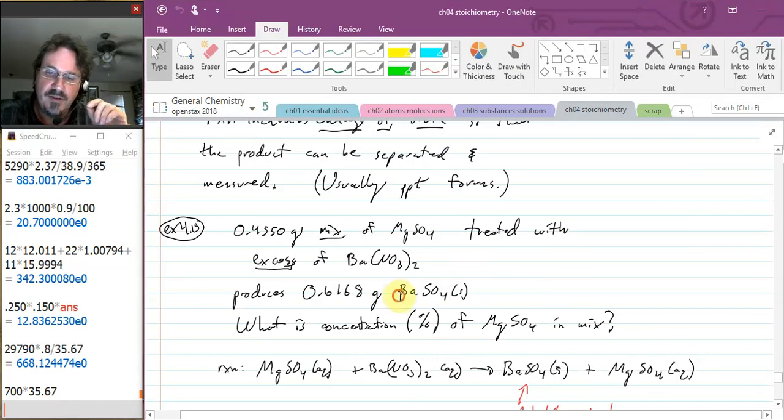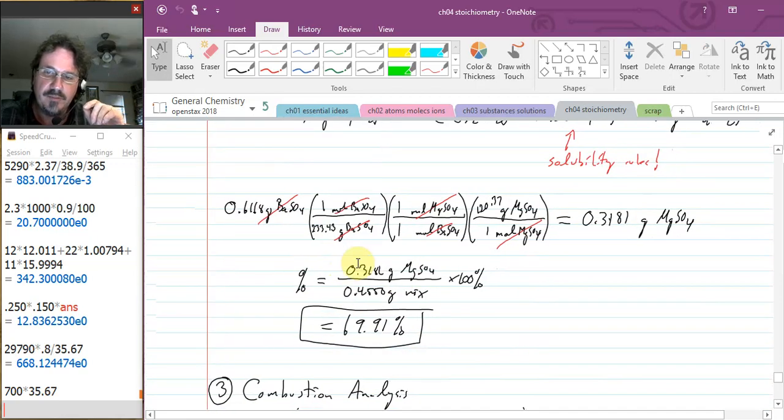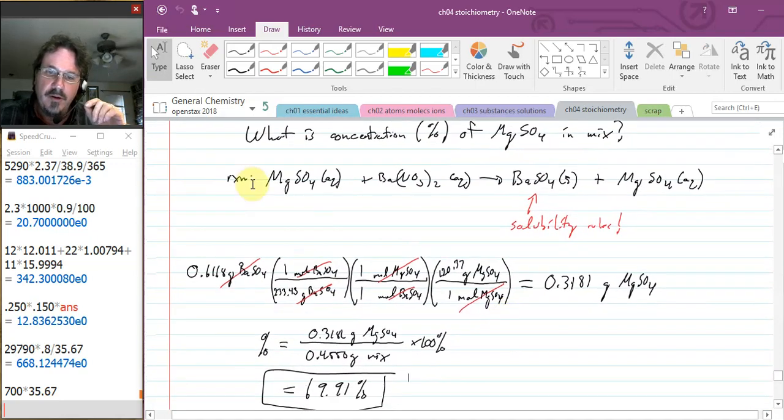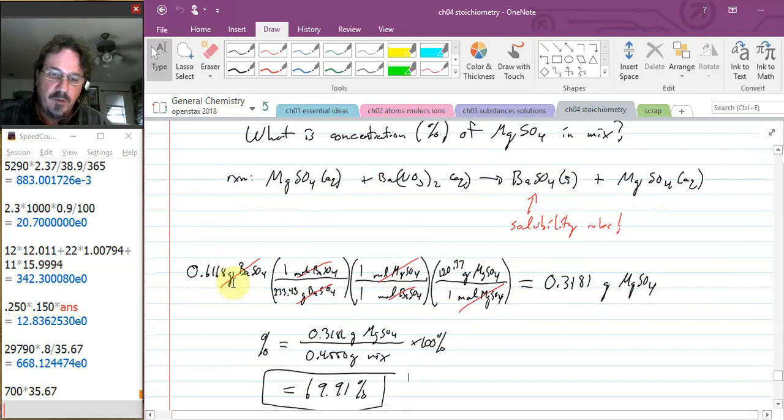There's all the information right here that we were talking about. And here's my calculation. Oops. There we go, I'm sorry. There's the balanced reaction. Again, solubility rules told me that that was a solid. It will precipitate out. And here's my calculation. I'm starting with grams of barium sulfate, convert to moles. Here's from my balanced equation. Now I've got magnesium sulfate, convert back to grams. 0.3181 grams of magnesium sulfate.